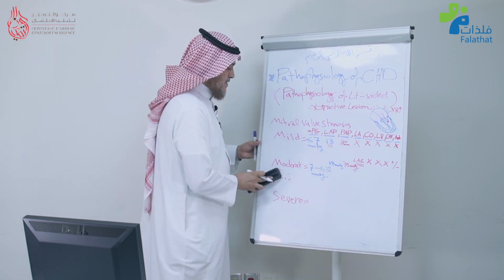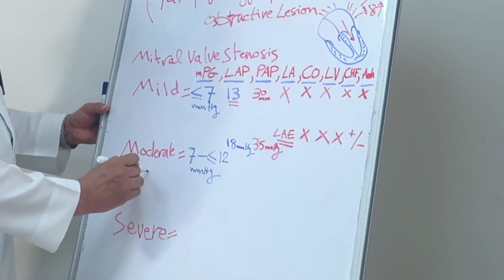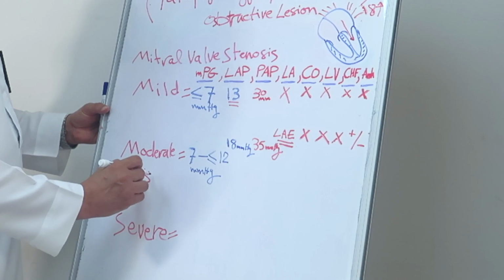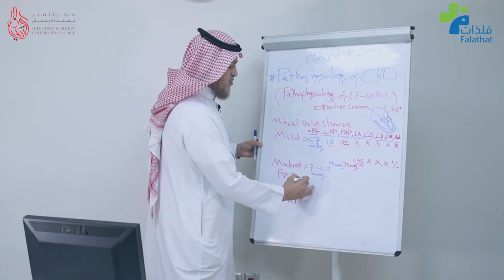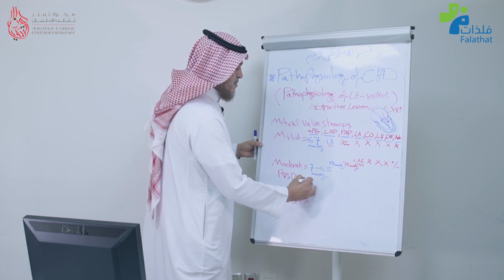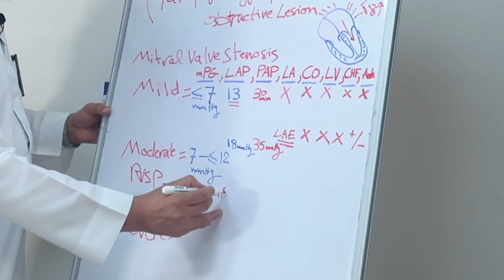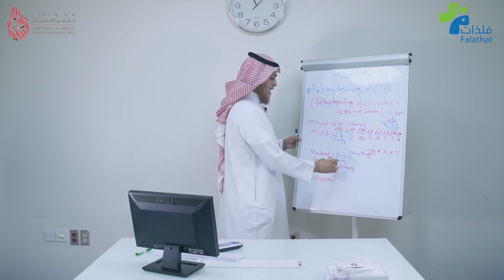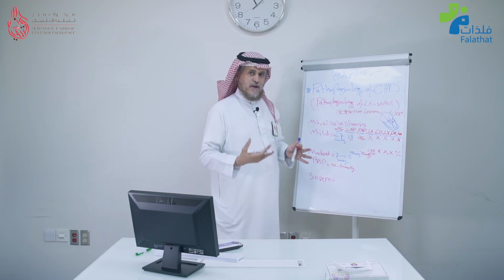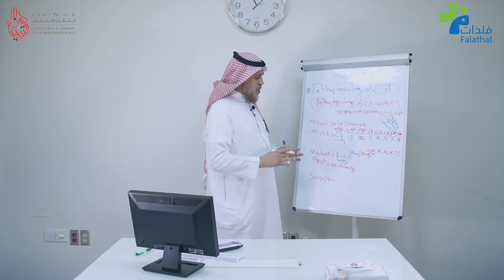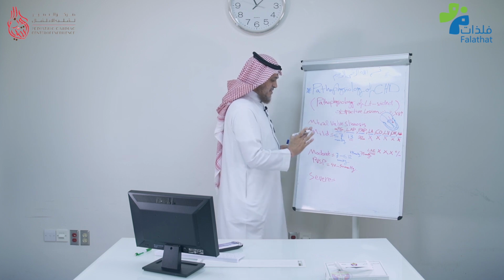I reverse it. RV systolic pressure will be what? Around 45 to 50 millimeter mercury, which is mildly to moderately elevated. Yet, no significant right ventricular hypertrophy, no significant dilatation, and no significant effect on cardiac output. This is mild, this is moderate.